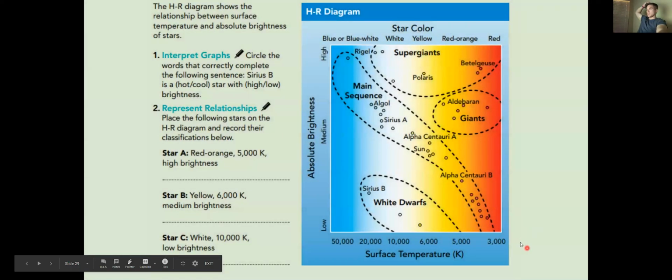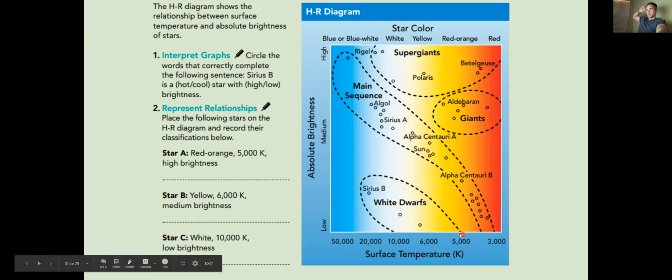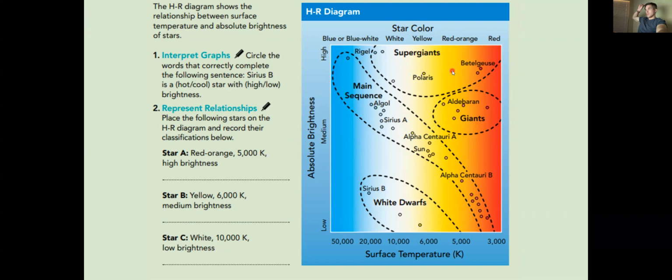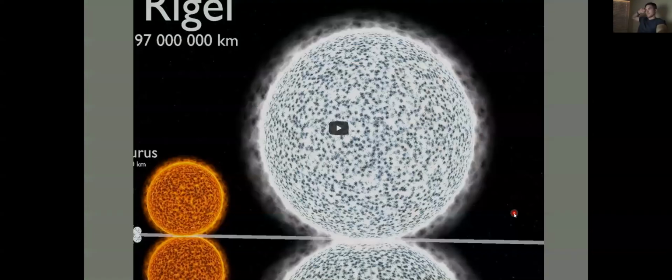Oh, I might give you something like this too. It's sort of the same thing. Circle the words. So if I have a red-orange one, that's 50 Kelvin, high brightness. So red-orange, 50K, it goes right here. That's red-orange. And then high brightness, so I'd go all the way up. So it could be some of these guys in here. You'd have to do that and just find out which one's which, something like that.